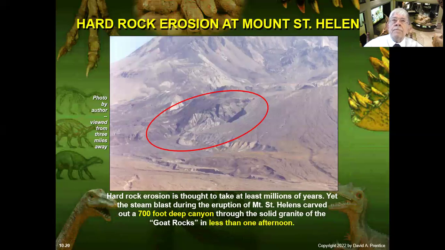And so you say, well, sedimentary rock, that's soft rock. Okay, let me show you some hard rock. That's a picture I took at Mount St. Helens. That's called the Goat Rocks. Hard rock erosion is supposed to take at least millions of years, but there was a steam blast during the eruption of Mount St. Helens. It carved out a 700-foot deep canyon through solid granite in one afternoon. It doesn't take billions of years.